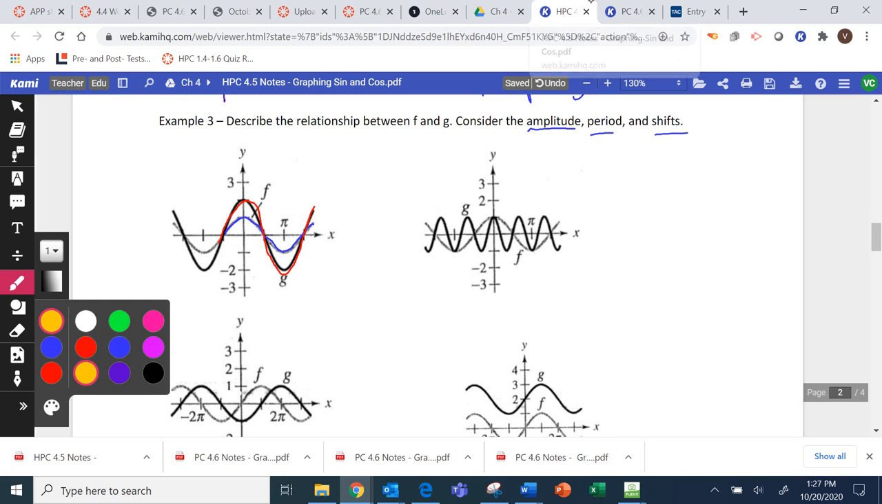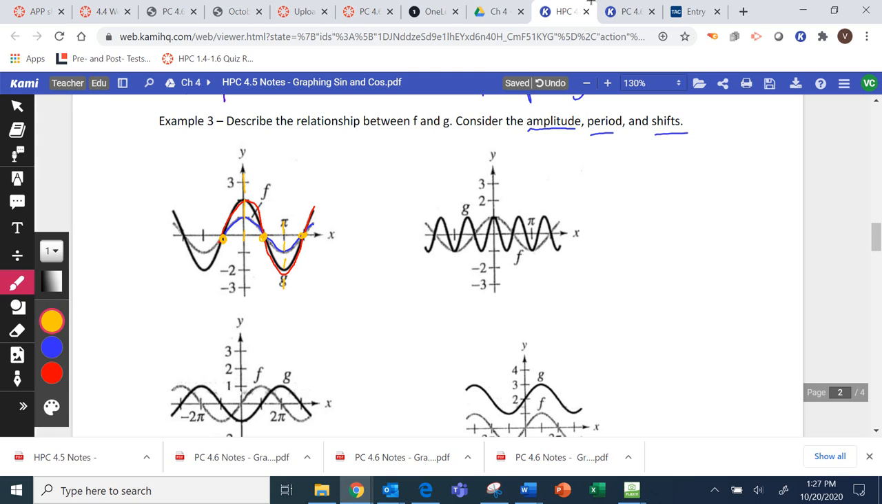They both have the same x-intercepts. They both hit their minimum at pi. They both hit their maximum at the same place. But how are they different? It's taller and lower at the same time.